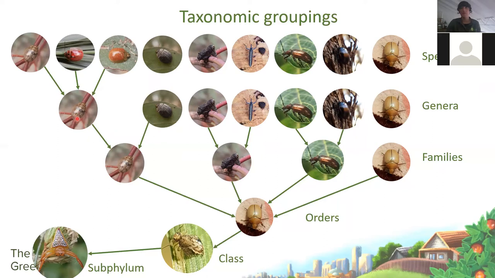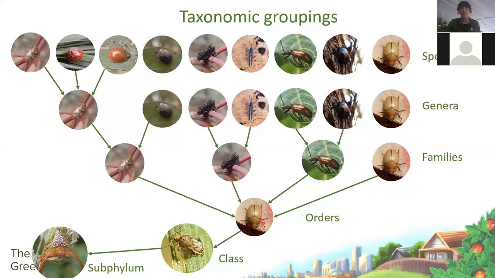We can move to families. Now we can actually group all of these little guys as leaf beetles. These two here were both weevils. These guys were both darkling beetles, and we have a scarab over here. That's a pretty good way of distinguishing. It doesn't take an expert to tell a weevil from a scarab. But then, if we keep backing up to orders, we can just call them all beetles.